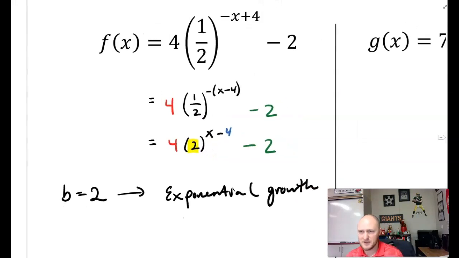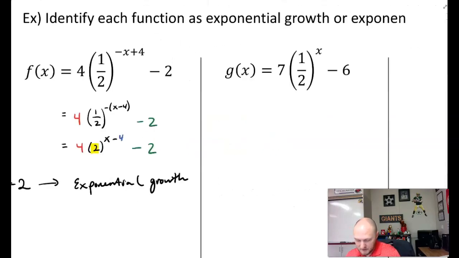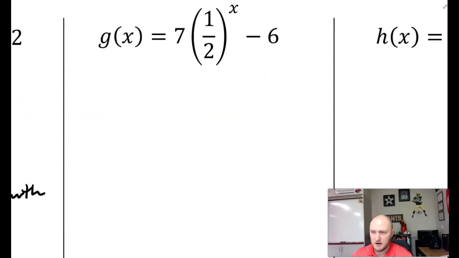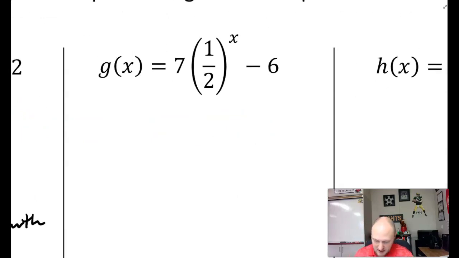Exponential growth because the base is greater than 1. Okay, let's go ahead and look at the next example. Here we have 7 times 1/2 to the power of x minus 6. Again, I have an a value, which would cause a vertical stretch by a factor of 7.